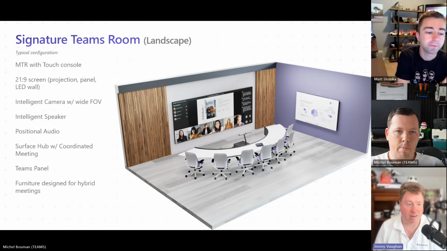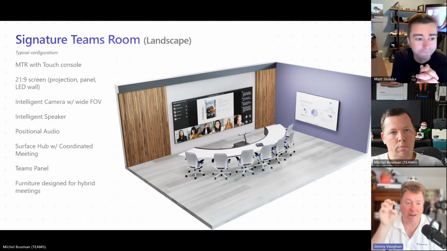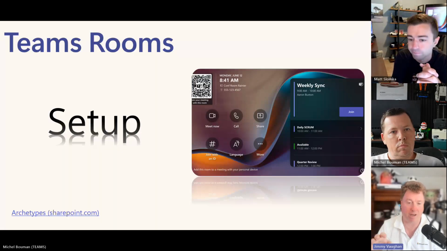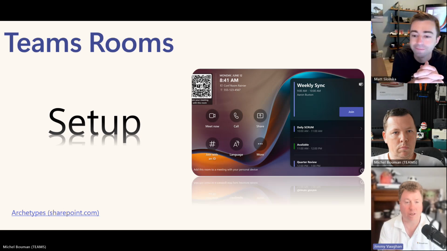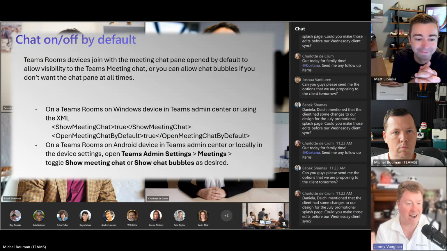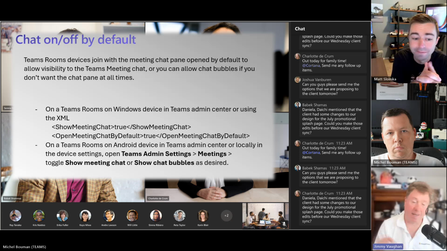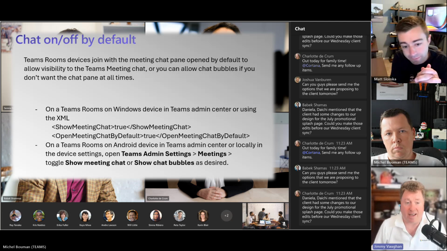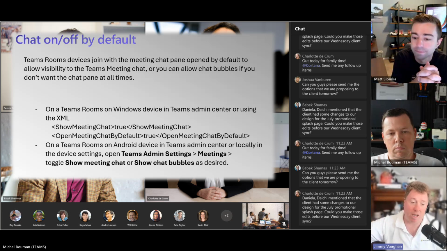And that's the key, making sure that your space and the layout and everything is comfortable. So let's jump in a little bit to the setup of what we can do with all of these. Now, the first one that we're going to talk about with the setup is chat on and off by default. Now, in Teams rooms on Windows, this is set in the XML. And again, that chat pane that we're talking about is at the front of the room, and it's on and off by default.